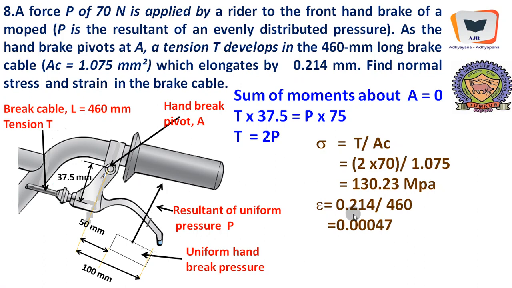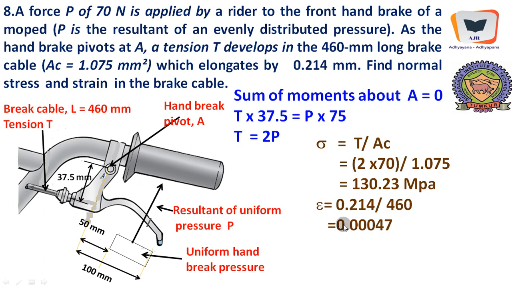And we need to find the normal stress. Normal stress is found out. Normal strain is nothing but change in length divided by the original length of the brake cable. The change in length is 0.214, it elongates by dl, and the length is 460. So that gives us the strain equal to 0.00047.